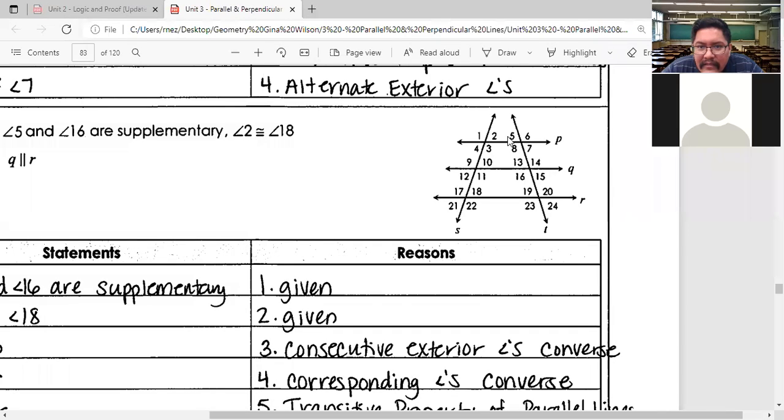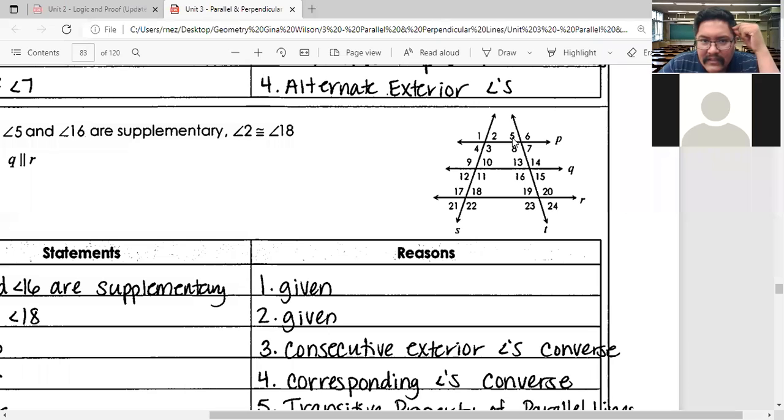So 5 is up here, and 16 is up here. We definitely know that these two equal 180. If I were to take 5, I could swap it out for 13, and then I'd have a linear pair, or they would be supplementary as well. And if I replace 8 and 16 and switch them, they would still be supplementary.